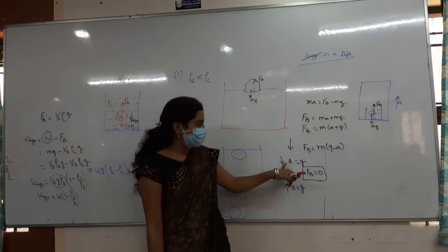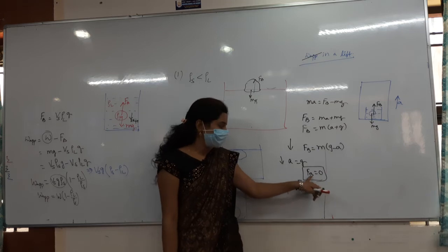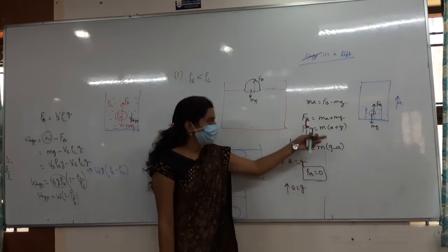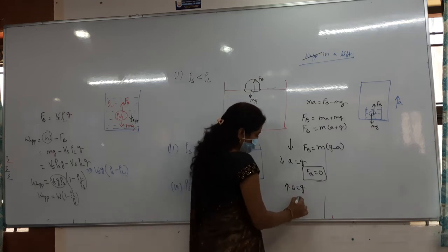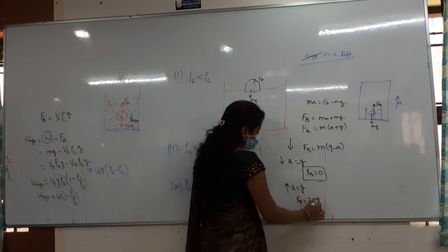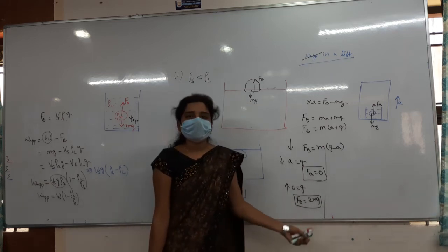If the lift is moving in the downward direction with g, FB is equal to m into (g minus g), then you will get it as 0. For example, if it is going upward, a plus g, that is g plus g, then what will you get here? FB is equal to 2mg, the upthrust will be 2 times the weight.